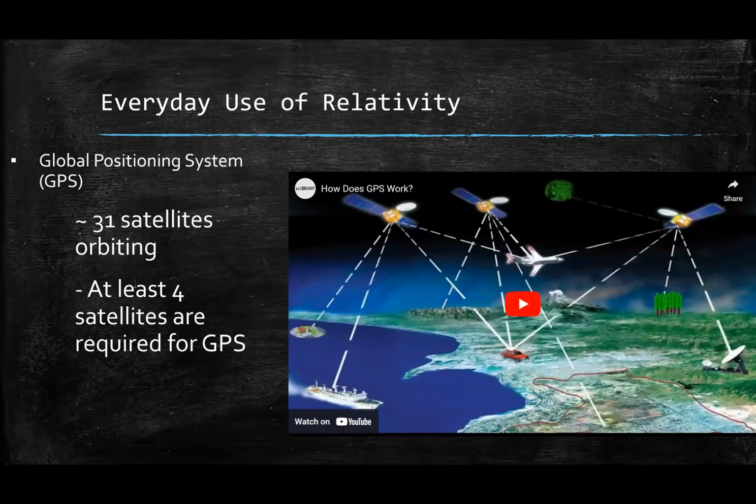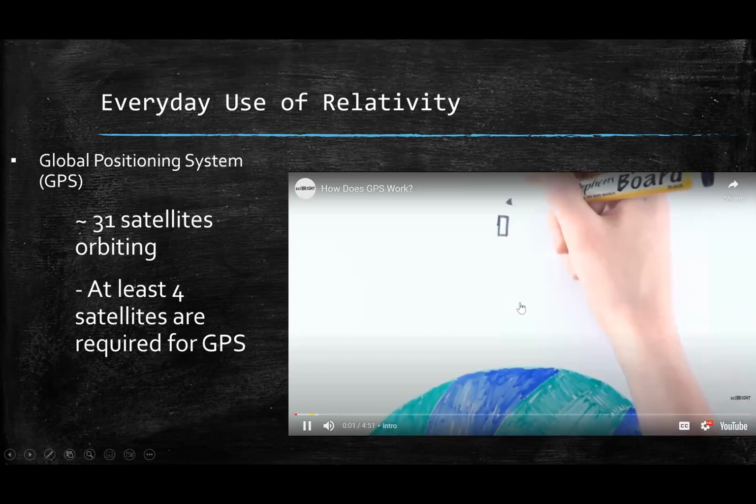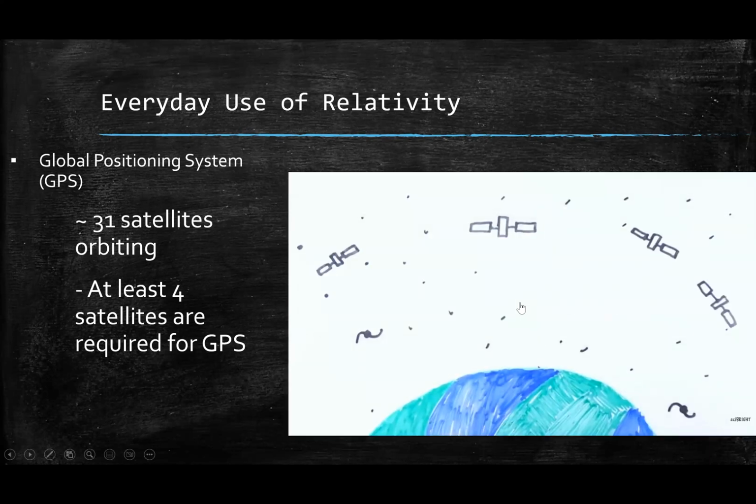So one of the everyday uses we have of relativity is in our global positioning systems, or GPS. Currently around the Earth, we have about 31 satellites orbiting that are used for GPS. We need at least 4 satellites required to tell us our location. So again, we're going to watch a little video that's going to describe for us how the GPS system works and how the special theory of relativity and the general theory of relativity play a role in determining what our location will be.